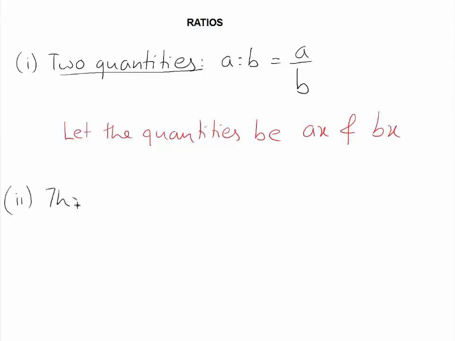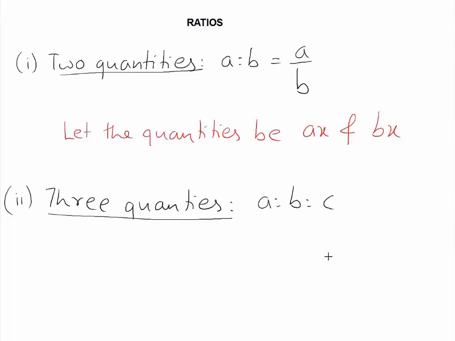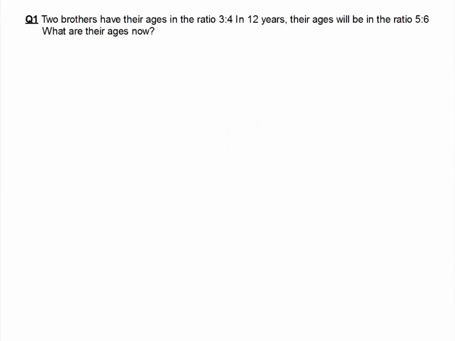Similarly, for three quantities, the ratio is A is to B is to C, and we take these quantities as AX, BX and CX. So let's do a few questions to understand their application. So let's see this question.